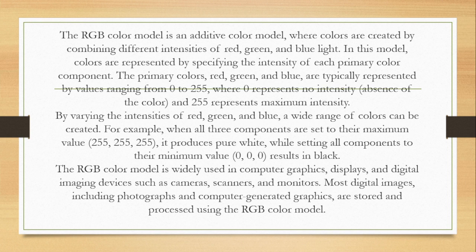The primary colors red, green, and blue are typically represented by values ranging from 0 to 255, where 0 represents no intensity and 255 represents maximum intensity. By varying the intensities of red, green, and blue, a wide range of colors can be created. For example, when all three components are set to their maximum value, that is 255, 255, 255, it produces pure white light, while setting all components to their minimum value, that is 0, results in black.